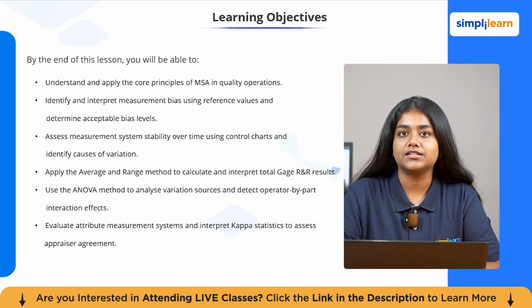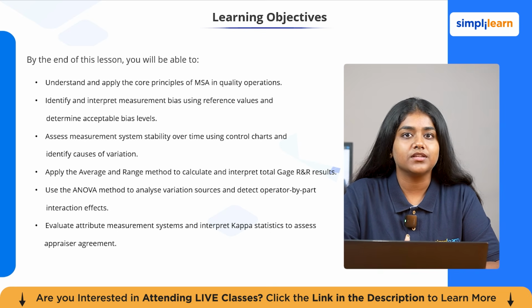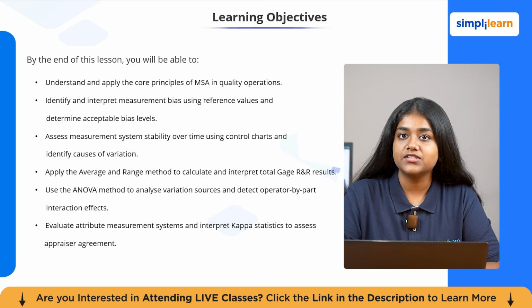You will understand how to use the average and range method to perform a gauge repeatability and reproducibility study. You will know how to calculate repeatability, reproducibility, total Gage R&R, part-to-part variation, and percentage contribution. You'll also learn how to interpret the results to decide whether the measurement system is acceptable, needs improvement, or is not suitable for use.